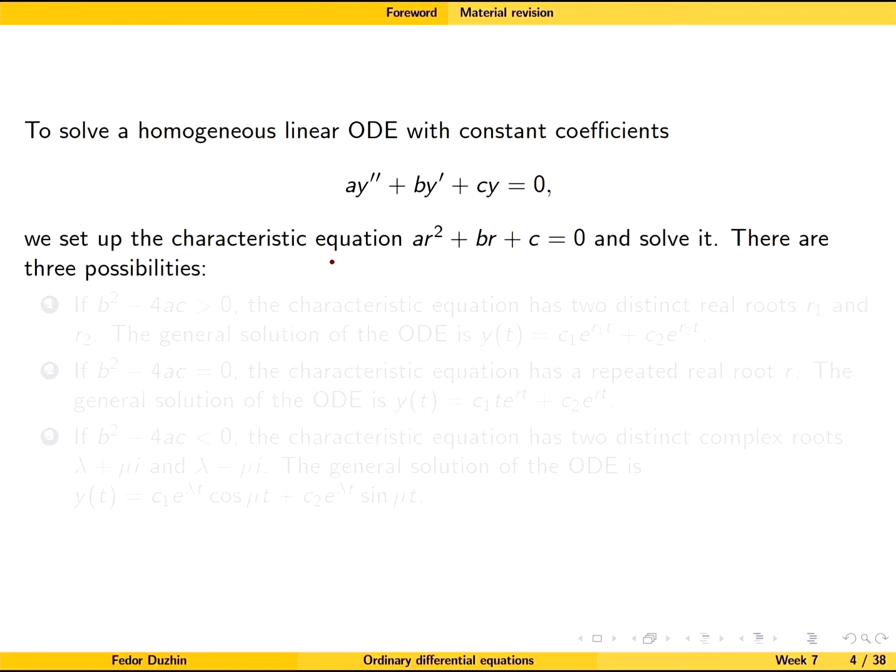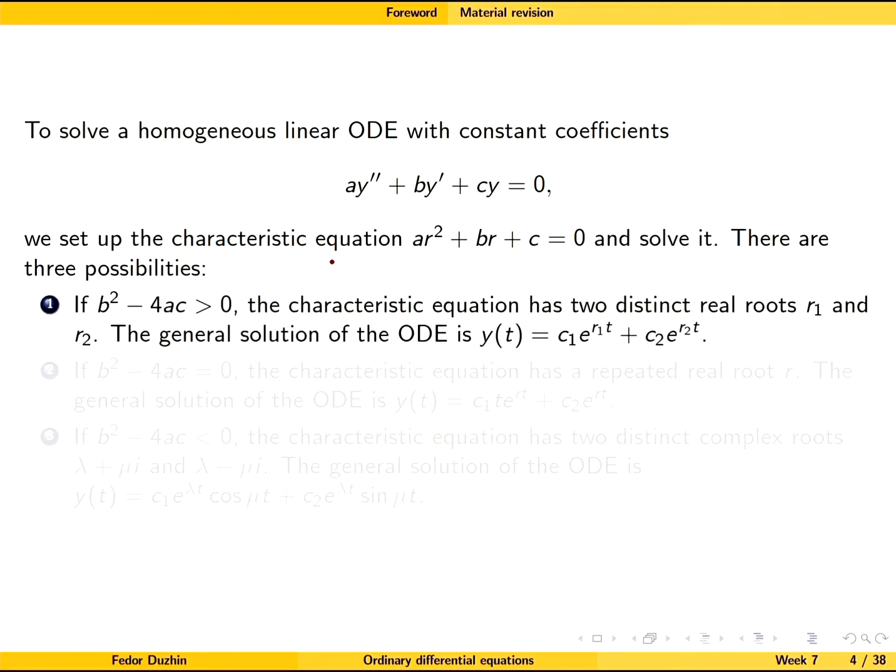If the differential equation is homogeneous and has constant coefficients, then it is relatively simple and straightforward to solve it explicitly. So there are 3 possibilities. The discriminant of the characteristic equation may be positive, so then the equation has 2 different real roots, and then the solution is going to be a linear combination of exponential functions.